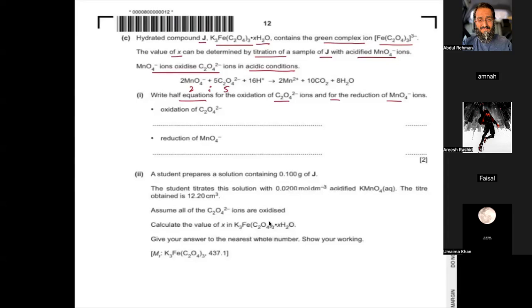So if you see, C2O4 is turning into CO2 and MnO4 negative is turning into Mn2 positive. And they are asking you to write the ionic equation for both of these, right?